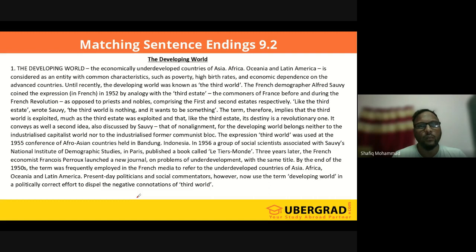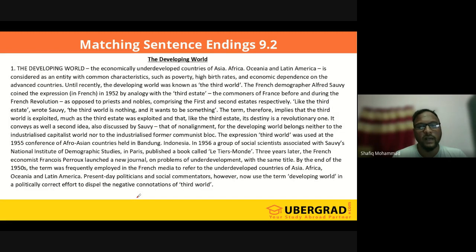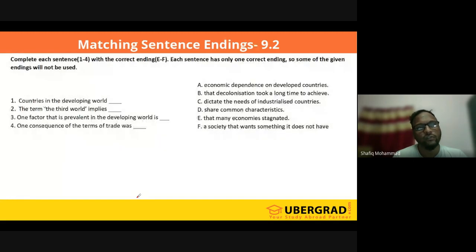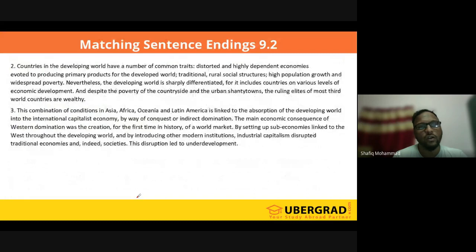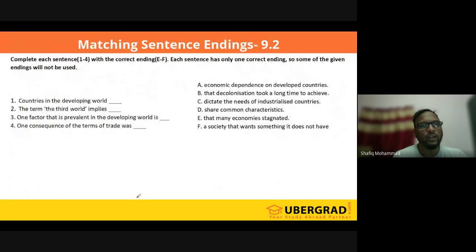The developing world, which has one, two, three paragraphs. The first paragraph is quite big, and four, five also, we have four, five paragraphs. So total five paragraphs we have for the developing world. And we'll quickly match these sentences. This is also you need to match, or take four sentences from these A to F. So the countries in the developing world, what is it all about?